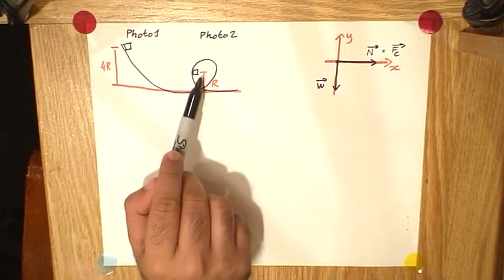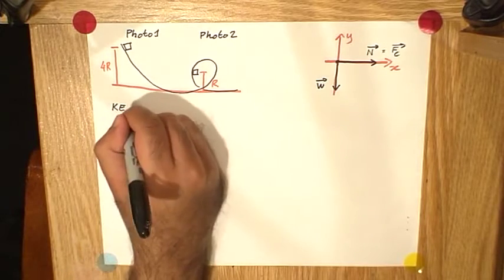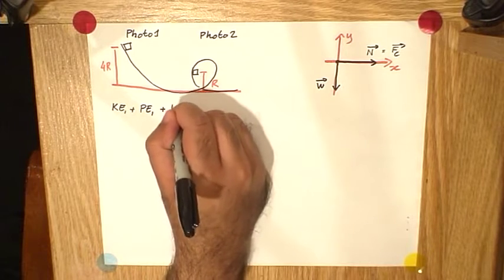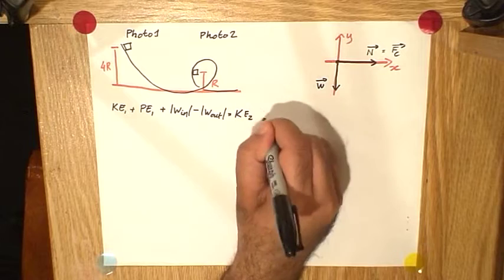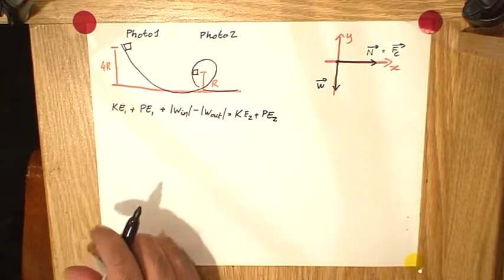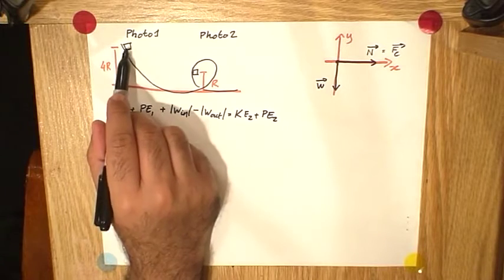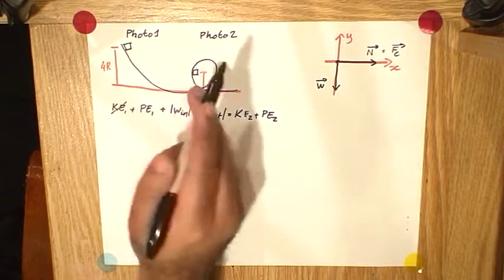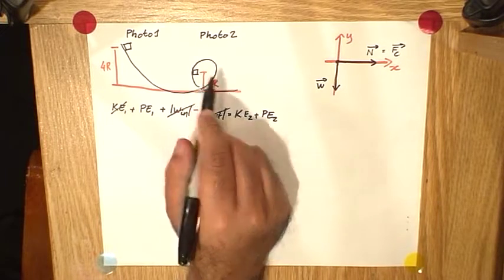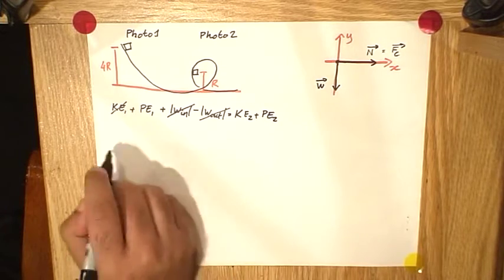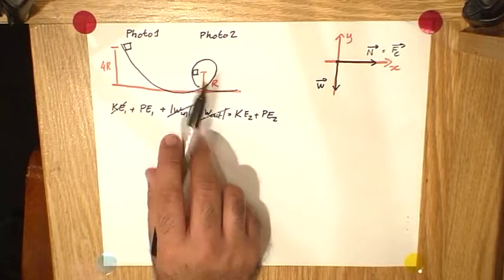Now, to find out what the velocity of the block is, we can use conservation of energy. Kinetic energy in photo 1 plus potential energy in photo 1 plus work in minus work out equals kinetic energy in photo 2 plus potential energy in photo 2. In photo 1 it's not moving, so there's no kinetic energy, but it is at an elevated position, so it does have potential energy. There's no jetpack strapped to it, so there's no work in. There's no friction, so there's no work out. It does have kinetic energy and potential energy in photo 2. So all of this simplifies down to potential energy in photo 1 equals KE2 plus PE2.